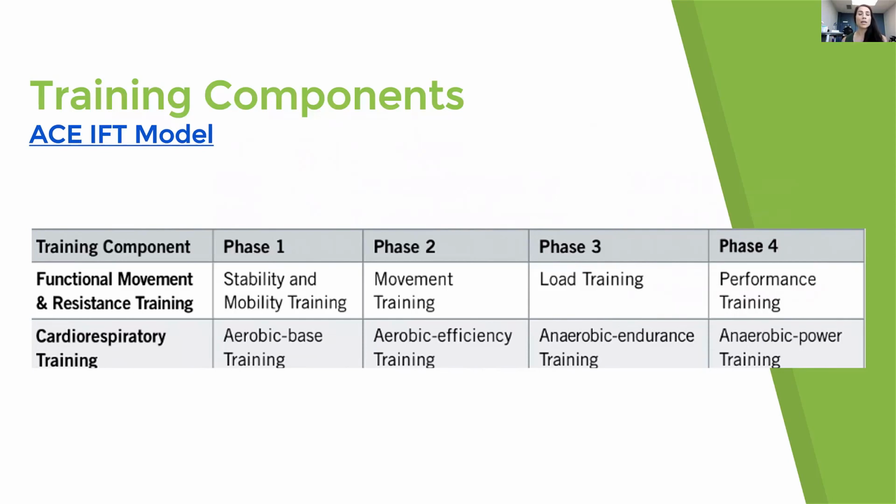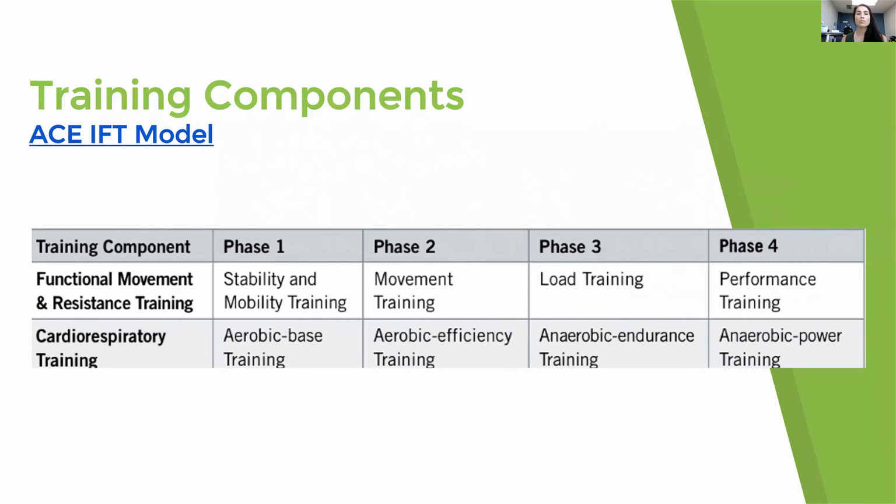understand, because I want you to be able to take on a client and recognize that maybe they're in phase 2 for resistance training, but they're only in phase 1 for cardiorespiratory training. And how do you help them get from phase 1 or phase 2 all the way up to phase 4? And if that's even a goal for them, because sometimes it's not. They don't want to necessarily do performance training.